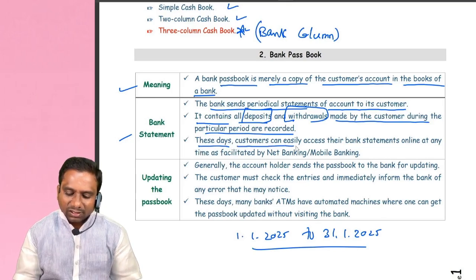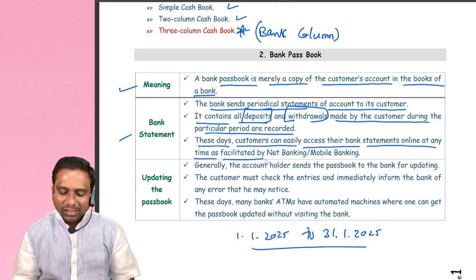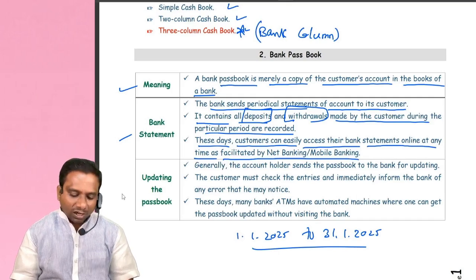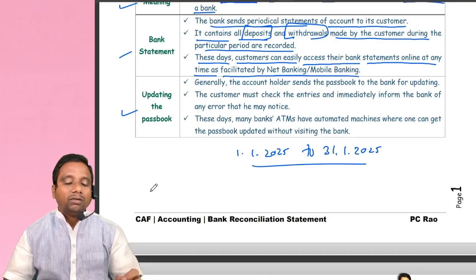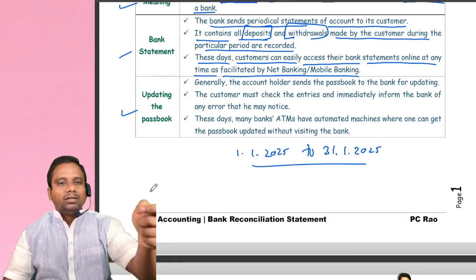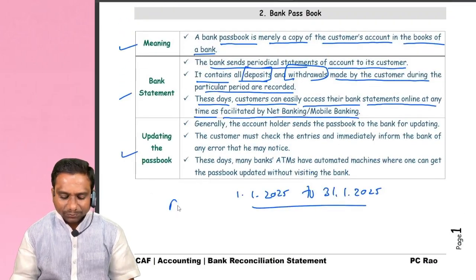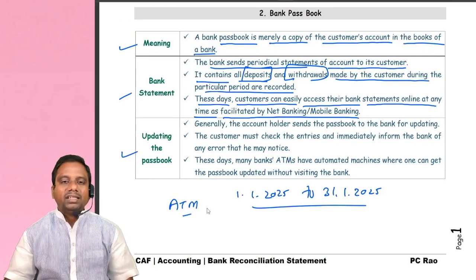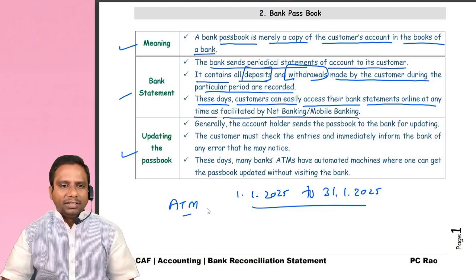These days customers can easily access their bank statement online at any time, facilitated by net banking or mobile banking. To update the passbook you have to approach the bank physically. You have to carry your passbook and the bank will update it. But nowadays some ATM centers have kept a printing machine, a bank passbook updating machine. You can put your passbook there and update it simply.